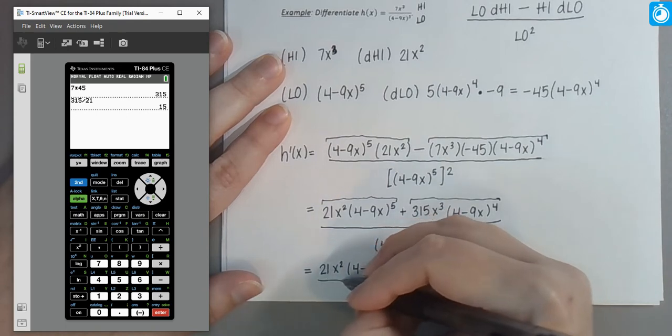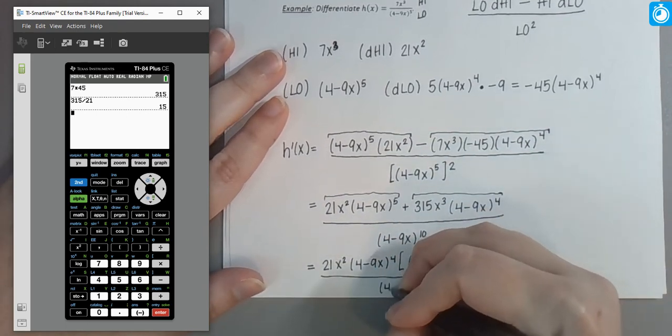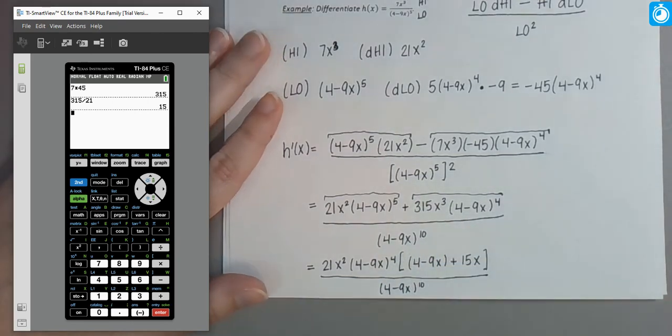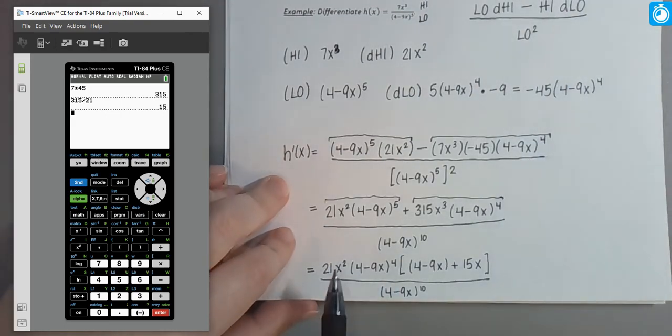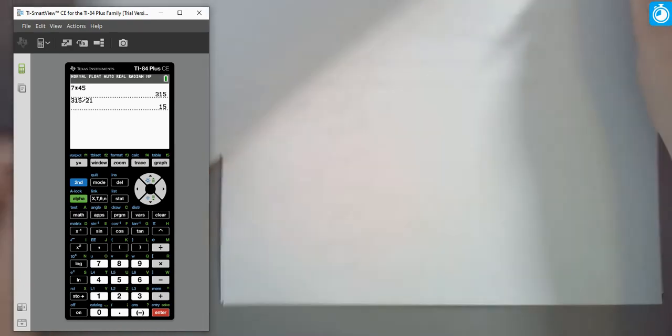So there we go. And then all of that is still divided by our denominator, (4 minus 9x) to the 10th power. Now I'm going to flip over, and I'll revisit this, but let's think through it before we flip over. What still needs to happen? Well, ideally we need to clean up everything here in brackets. So let's just start there, and then we'll determine what else might happen after that.